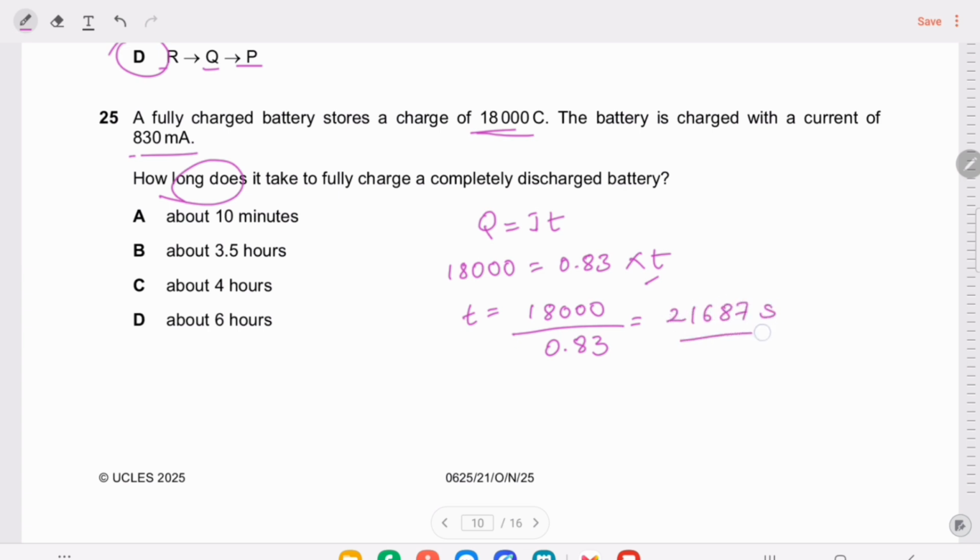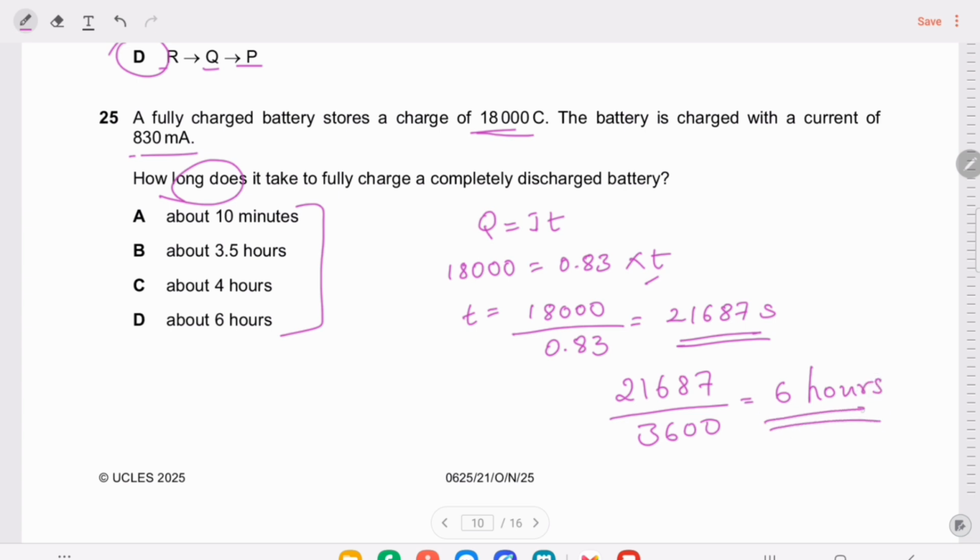21687 seconds. So here when we look over here, it's either in hours or it's in minutes. So let's get the time in hours. For that what you have to do is, 21687, you need to divide it by 3600. This will give you the time in hours. So it is 6 hours. Do you have that option? Yes, option D is the right one.